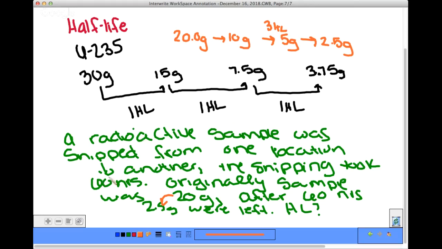Now, if we know that the time was 60 hours, we can figure out that 60 divided by 3, because we know 3 half-lives occurred within 60 hours, equals 20 hours. So what we end up finding out is that the half-life of the substance is 20 hours, because we could backtrack and calculate that.